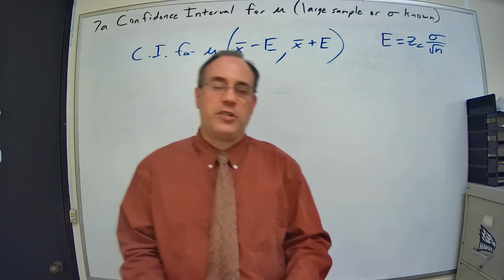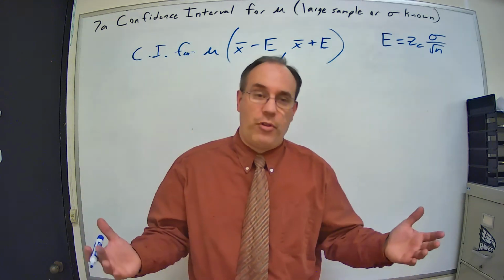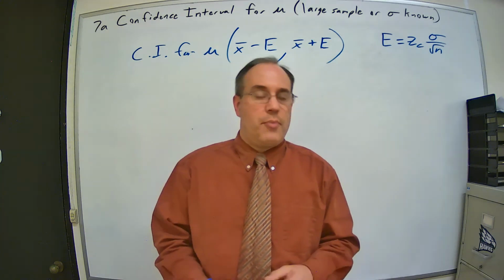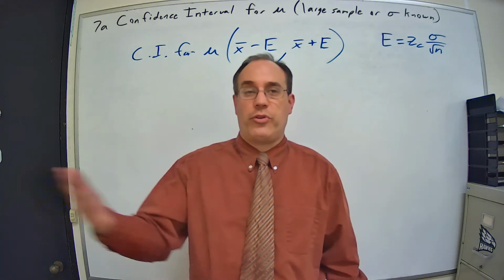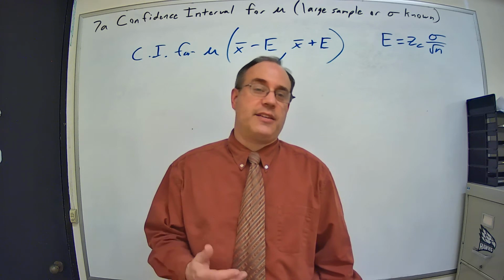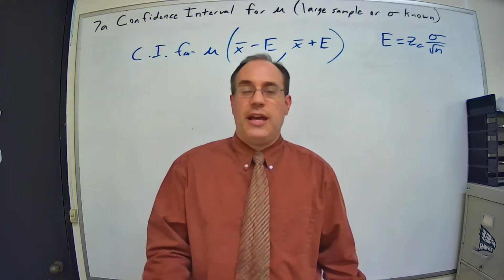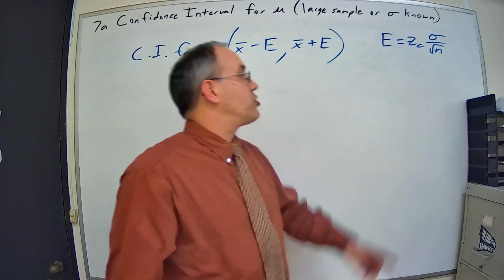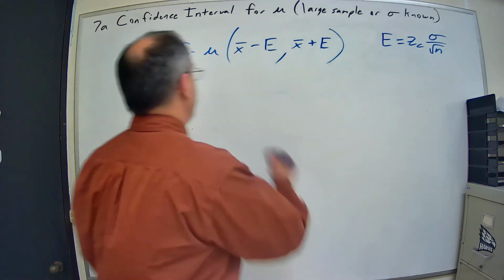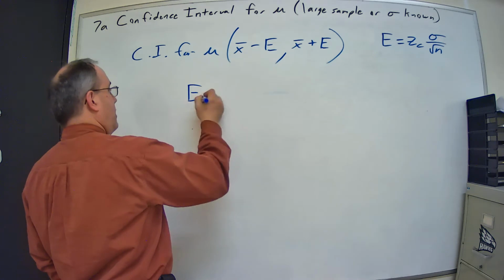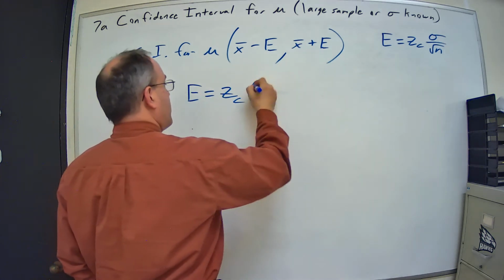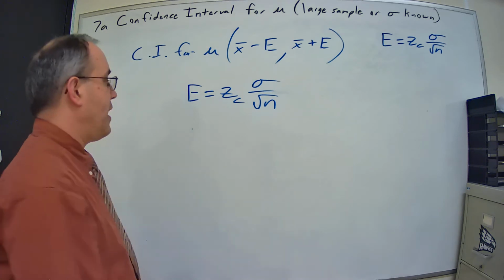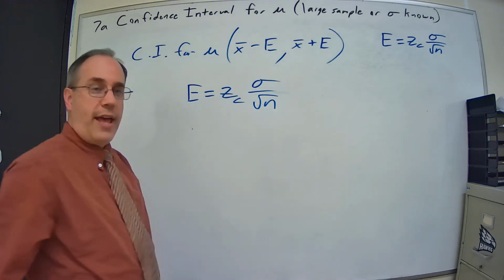And yes, you could just take a really large sample to make sure that you get the margin of error you're looking for, but then you may be doing a lot more work than you need to. You may be taking a sample of 20,000 and you only needed 1,200 to get the margin of error you're looking for. So I'm going to take this equation, E is equal to Z sub C sigma over the square root of n, and I'm going to solve for n.